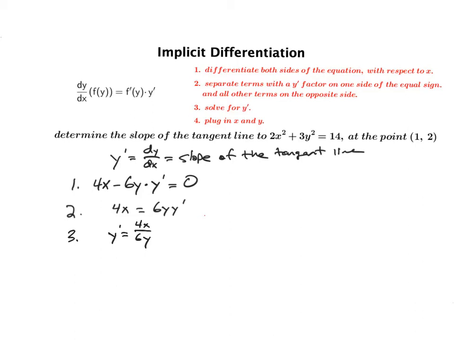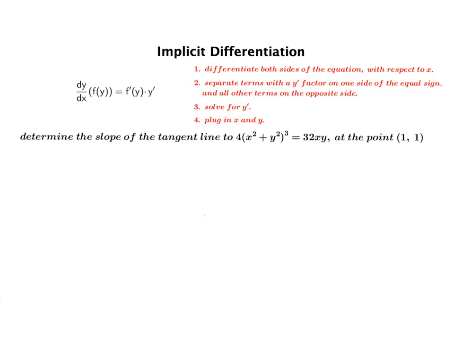And in our final step here, step 4, we're going to plug in the point into our derivative equation here. So y prime at the point 1, 2 is going to be 4 times 1 over 6 times 2. And that is 4 over 12, or 1/3. And that's the derivative, which is the slope of the tangent line to the equation at the point 1, 2.